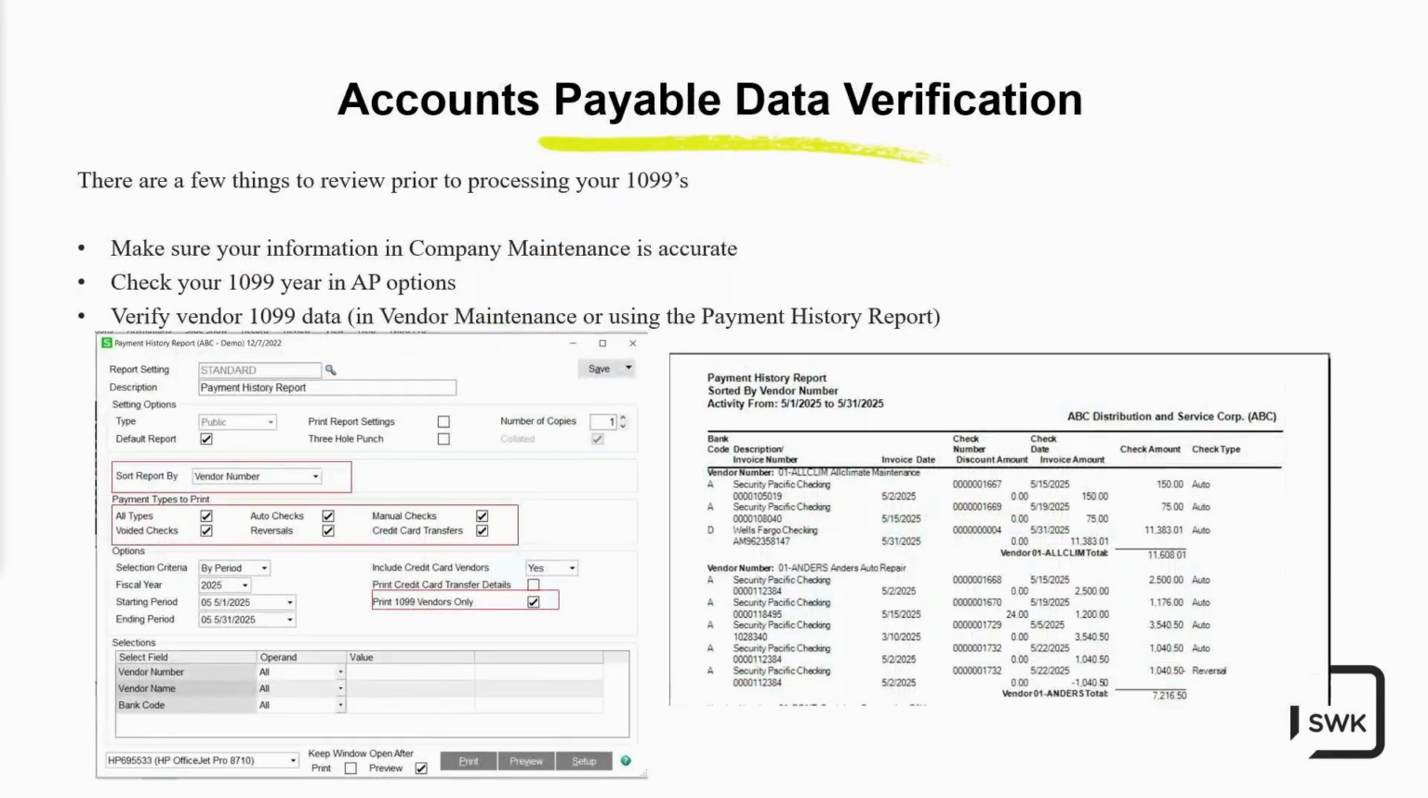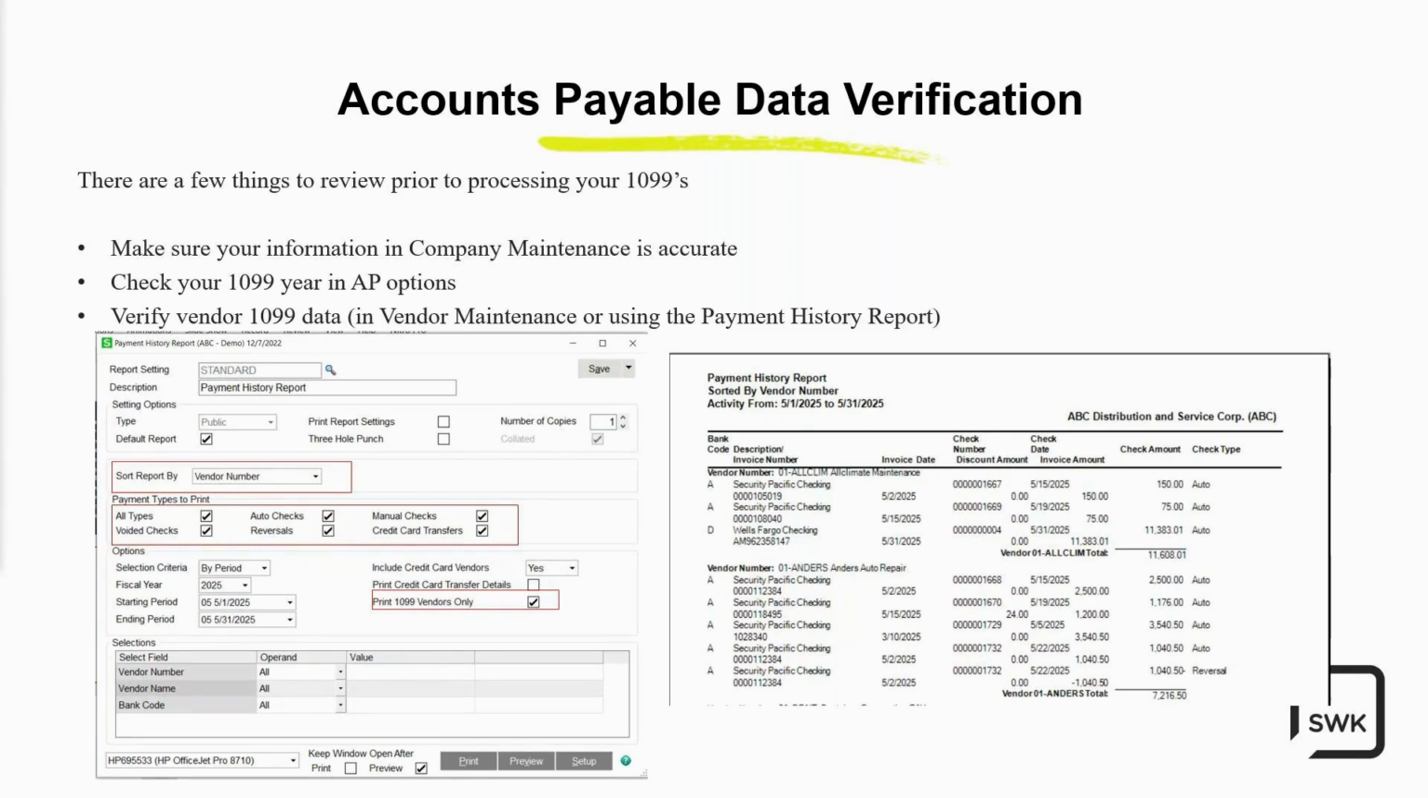So when we're in accounts payable, when we're going to do 1099s, we really need to verify our data. So there's a few things that we would normally review prior to processing 1099s. You're going to make sure your information in company maintenance is accurate, and I'll show you what I mean about that in a little bit. Check your 1099 year in AP options, make sure it's on the correct and appropriate year. And then you're going to verify your 1099 data. So you can do that in vendor maintenance.